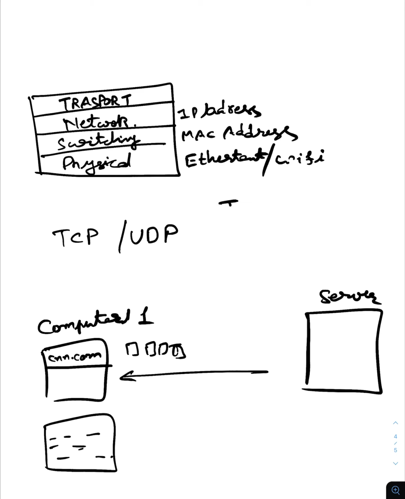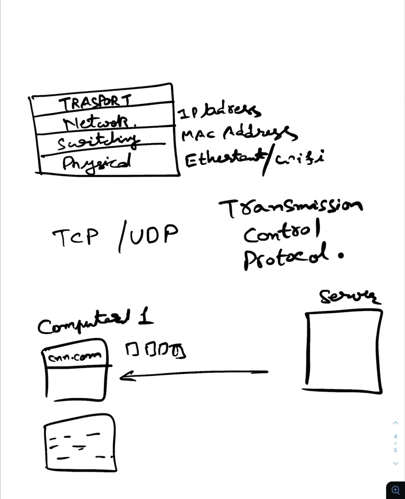It's called Transmission Control Protocol. In the Transmission Control Protocol, it's a reliable protocol where you request the data packet and the server sends the data packet. Suppose it sends data packet 1, then your computer sends an acknowledgement that it received the data packet. In this way it's reliable.